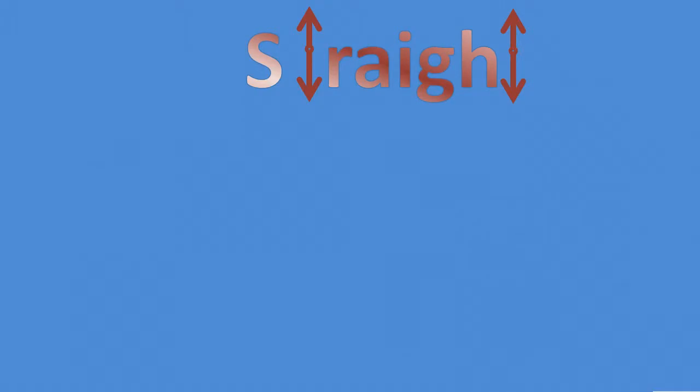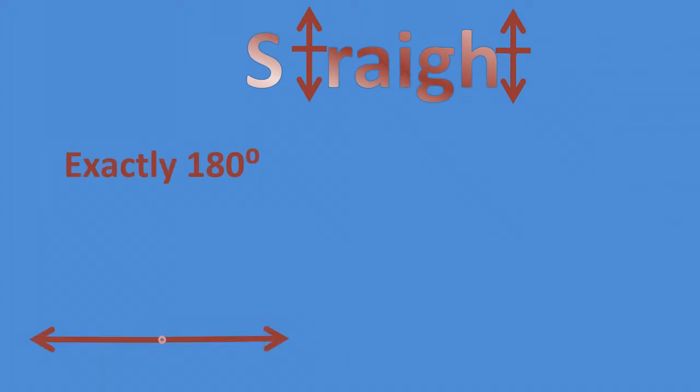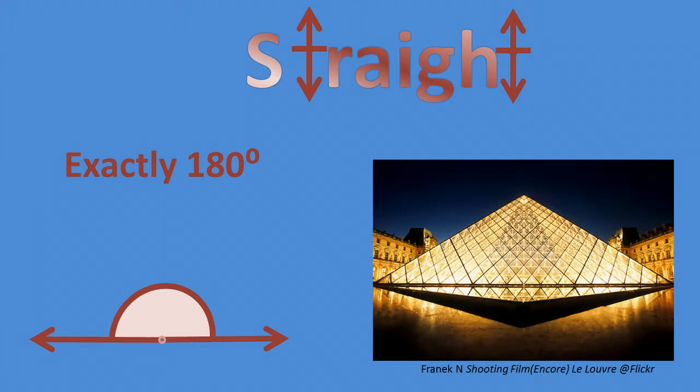Finally, our straight angles are angles that are exactly 180 degrees. If you draw a ray and you draw one going straight out the other direction, it will equal a total of 180 degrees. And this is made up of two right angles. An example of that would be on this pyramid here, where you have one ray there and another ray there, and it equals 180 degrees.